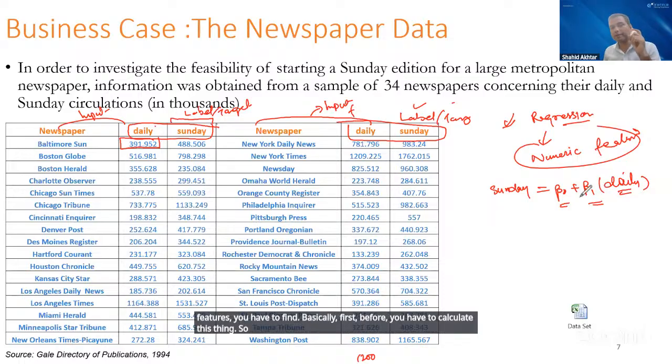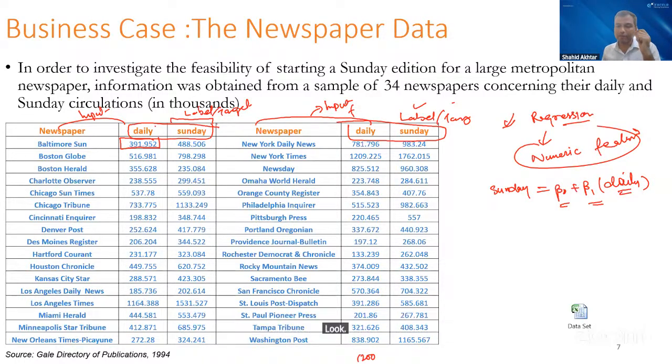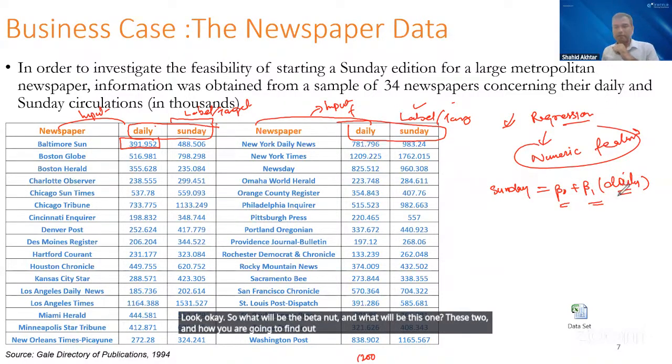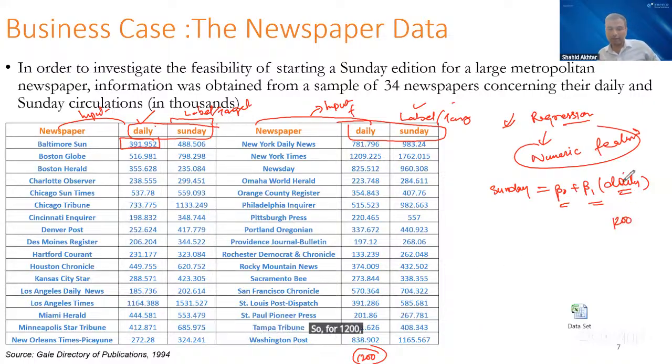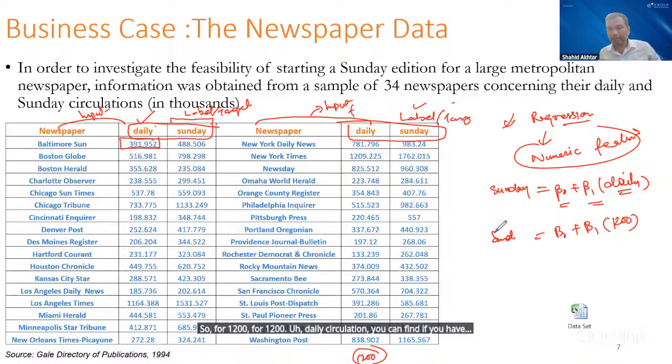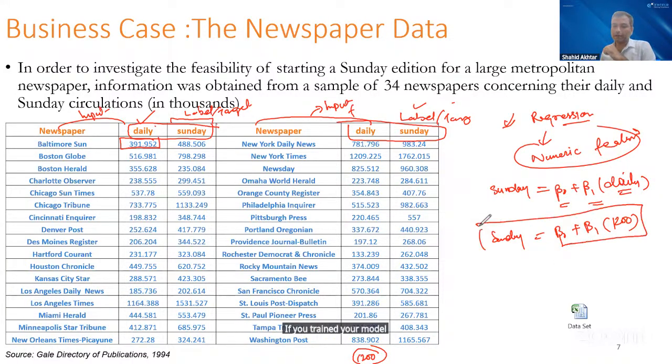So we'll implement and we'll try to find out how this will look. What will be the beta naught and what will be this one, these two, and how you are going to find out the Sunday circulation on the basis of daily circulations. For any unknown value, let's say that in our data set 1200 daily circulation is not given, for 1200 daily circulation you can find it if you have these two beta parameters calculated. If you trained your model and you find the optimal value of these two parameters.